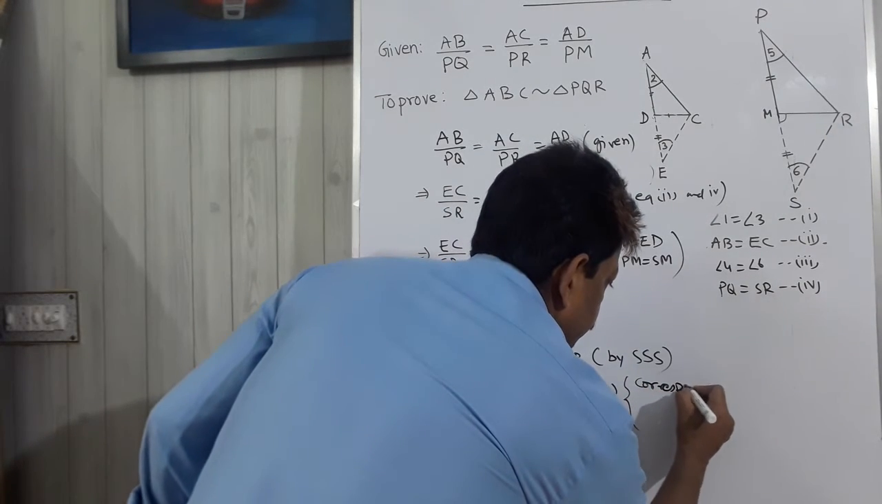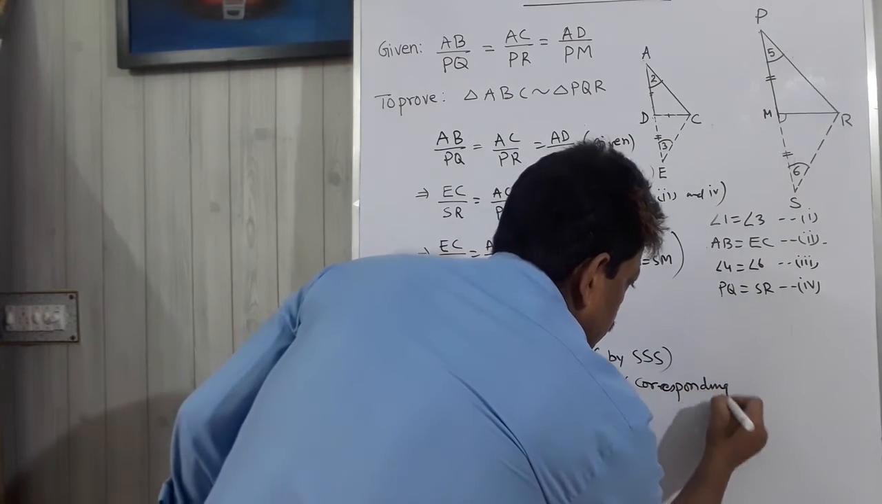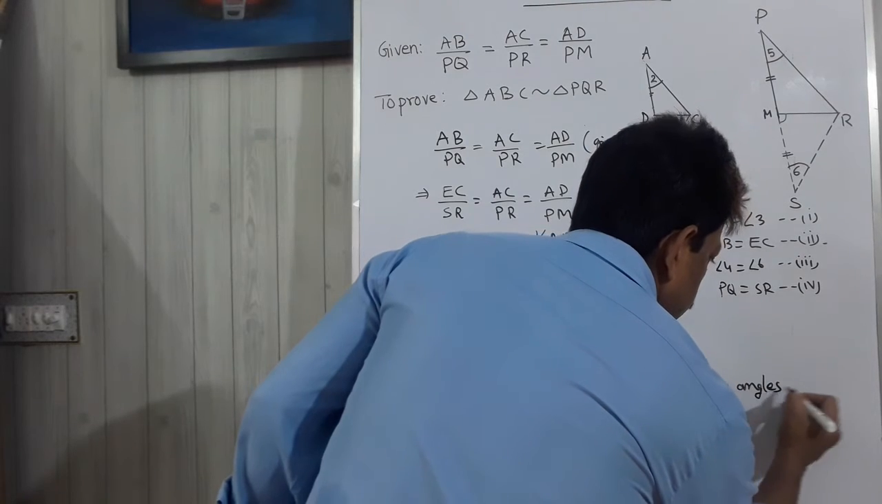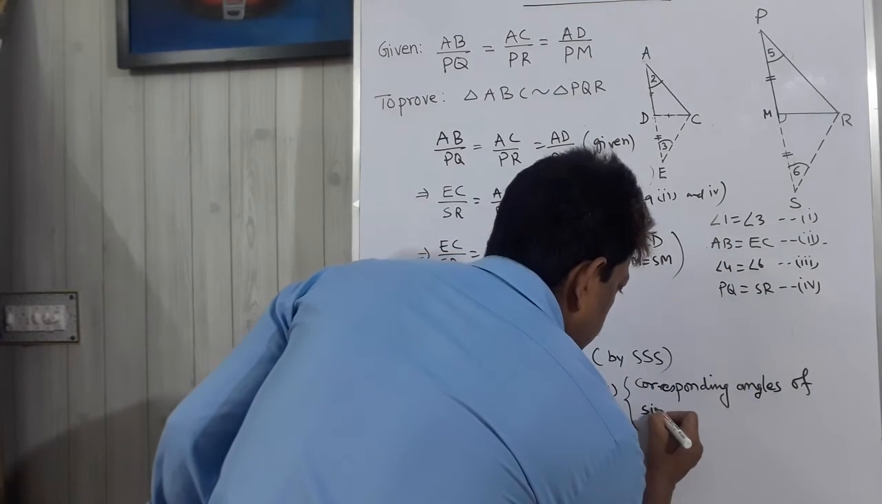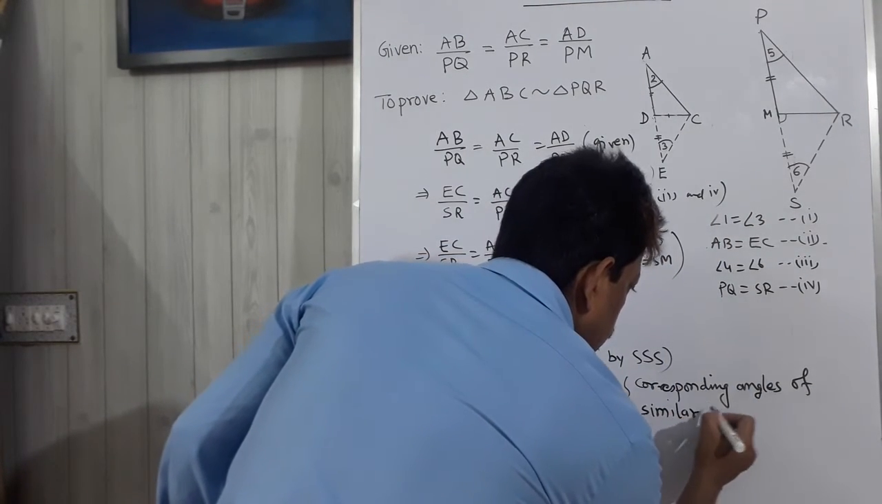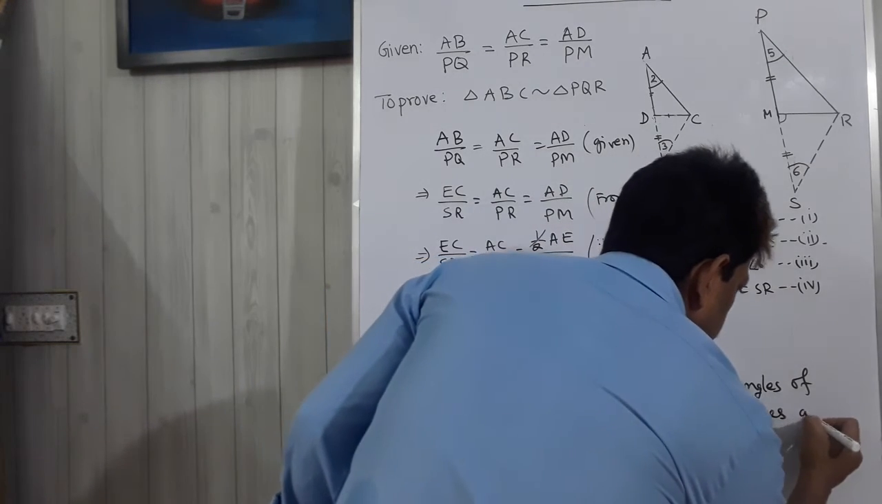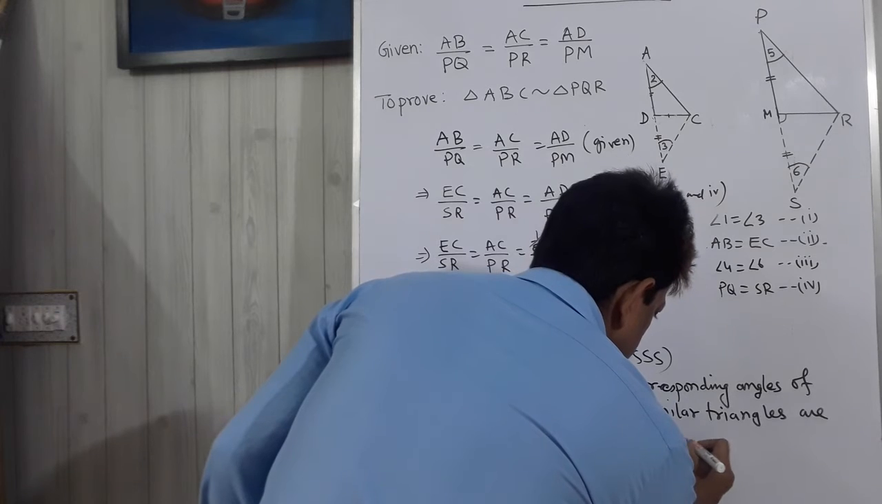Corresponding angles of similar triangles are equal.